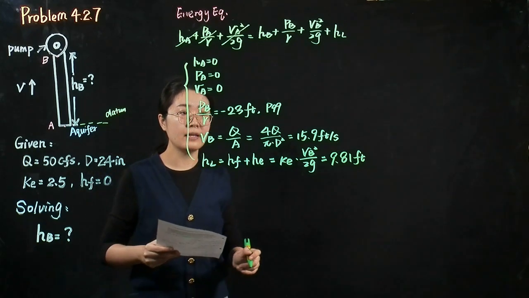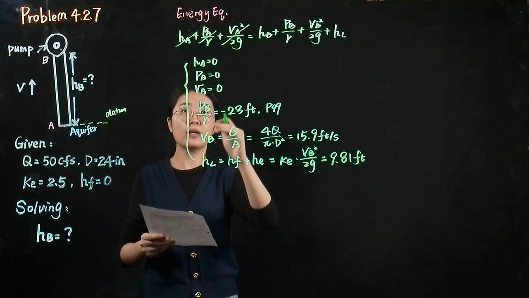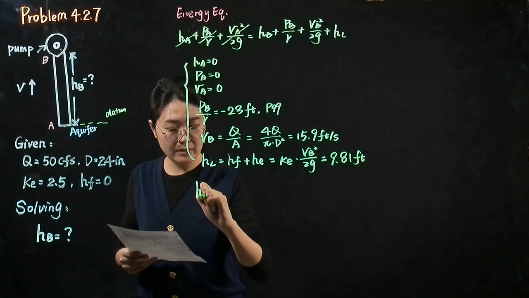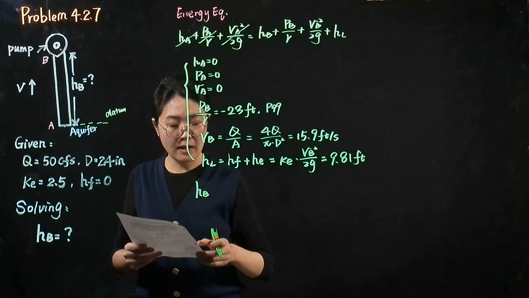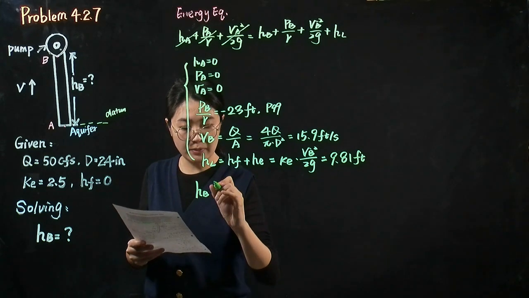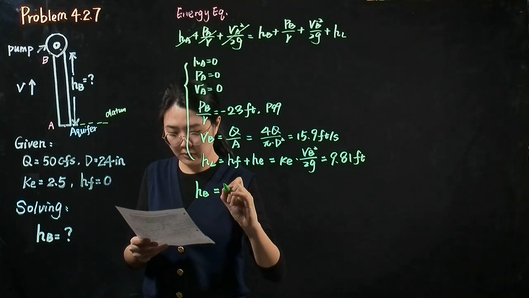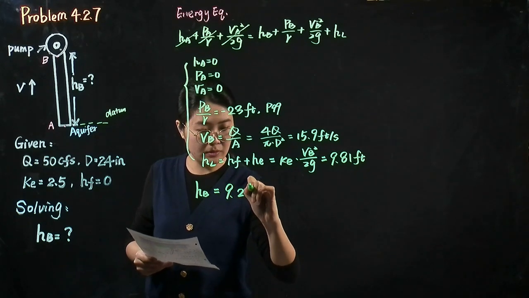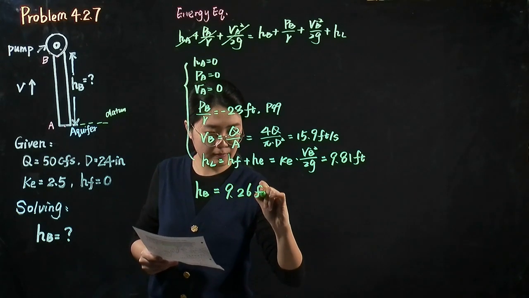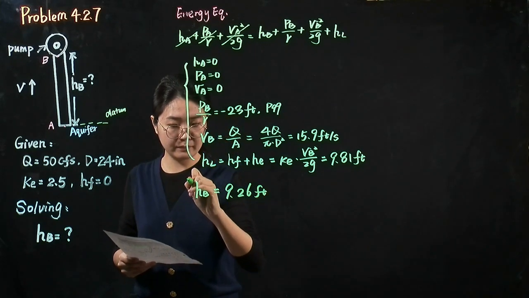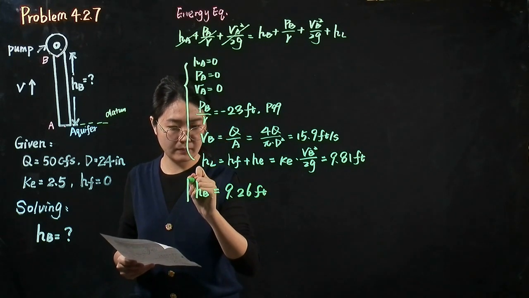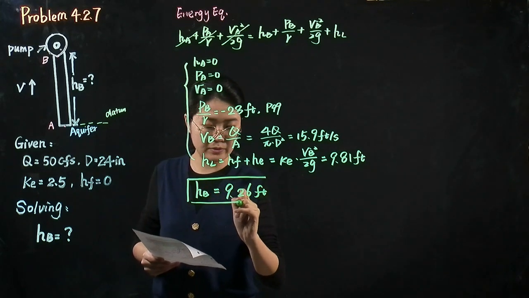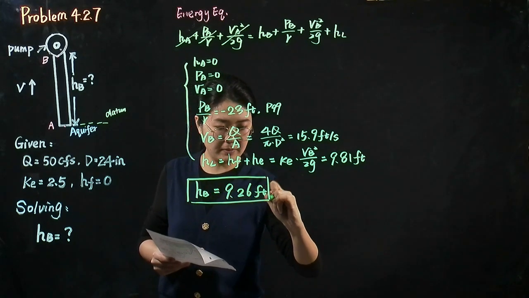After we bring this back into the energy equation, we can get the maximum height at which we can place our pump, which is HB equals 9.265. This is the result for this problem.